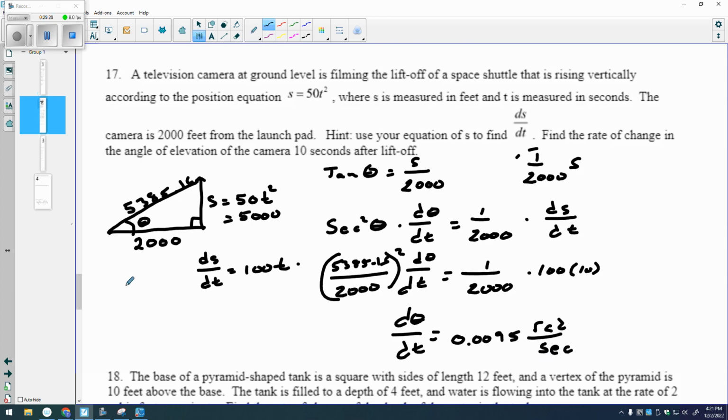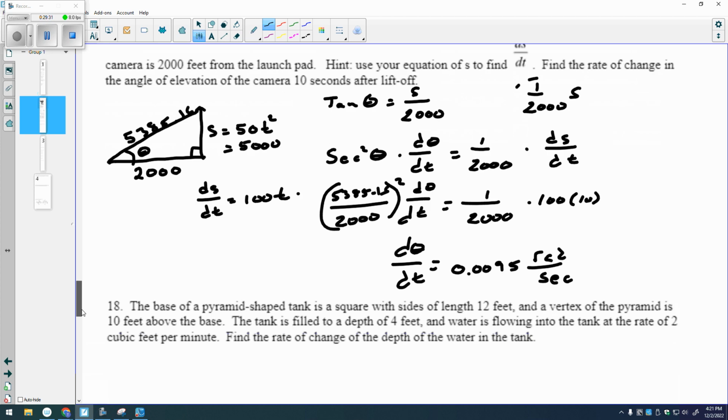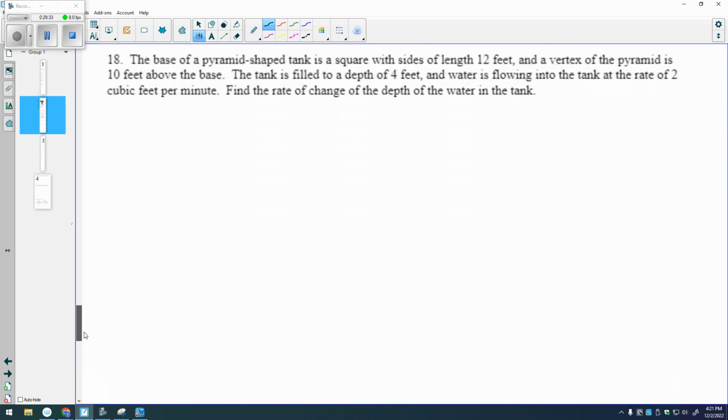Had one very similar to that on the last quiz, so that one should be semi-familiar. All right.